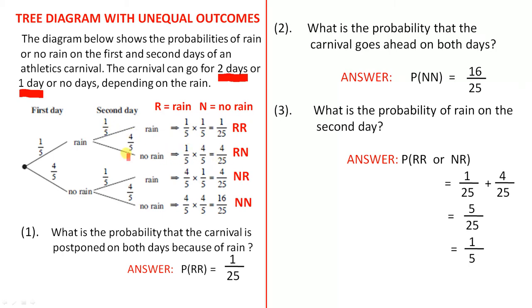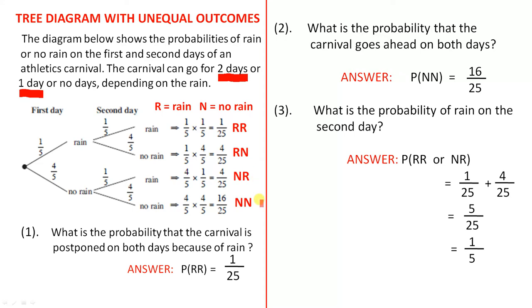For the second branch, we have rain on the first day and no rain on the second. That's 1 on 5 by 4 on 5, which is 4 on 25. Similar for the next branch. No rain on the first day, rain on the second. 4 on 5 by 1 on 5 is 4 on 25. That's NR. And finally, no rain. 4 on 5 by 4 on 5 is 16 on 25. That's NN. No rain, no rain.